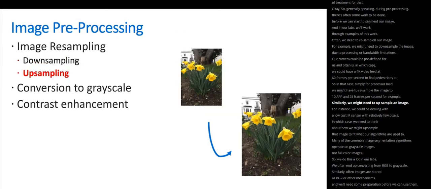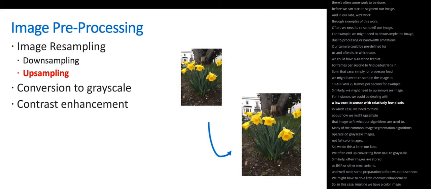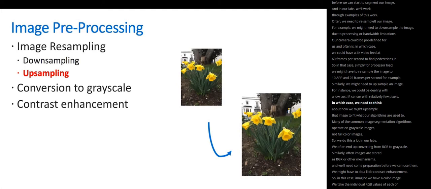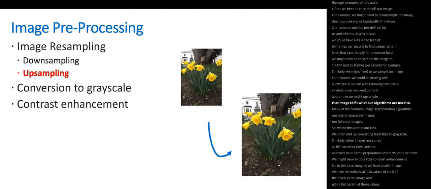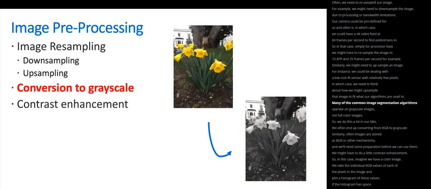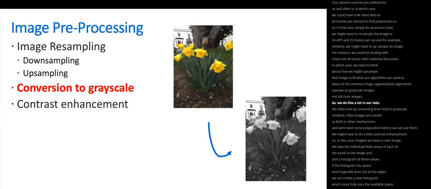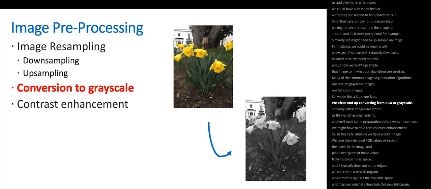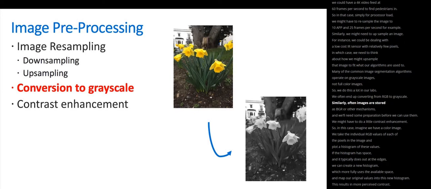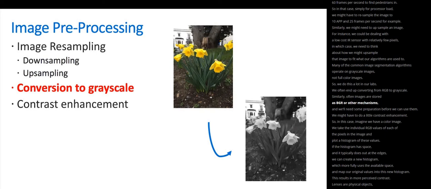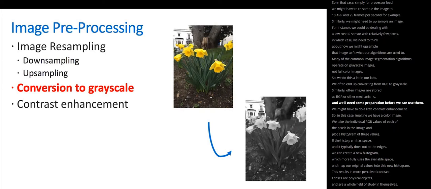Similarly, we might need to upsample an image. For instance, we could be dealing with a low-cost IR sensor with relatively few pixels, in which case we need to think about how we might upsample that image to fit what our algorithms are used to. Many of the common image segmentation algorithms operate on grayscale images, not full-color images. So, and we do this a lot in our labs, we often end up converting from RGB to grayscale. Similarly, often images are stored as BGR or other mechanisms and will need some preparation before we can use them.